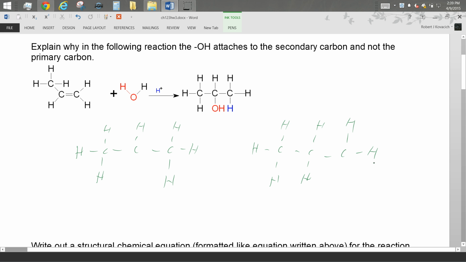So our 2 options, when this reaction happens, this H plus does what? Breaks the double bond. And then what are your choices? Either of these 2, right? These 2 things that I've drawn here? Either of those pop up.